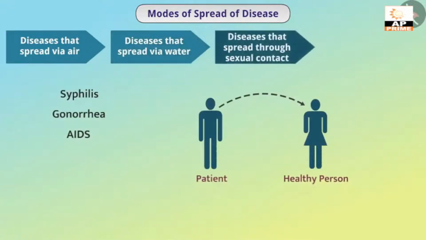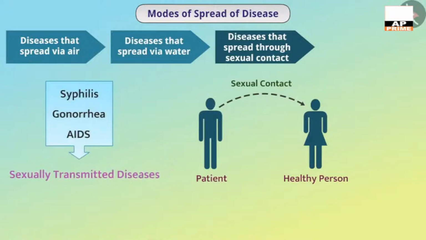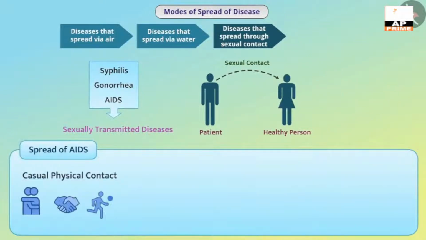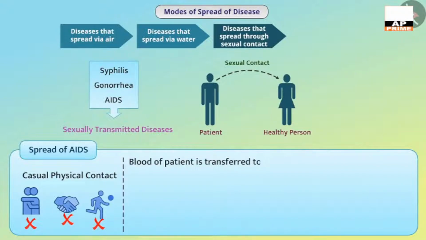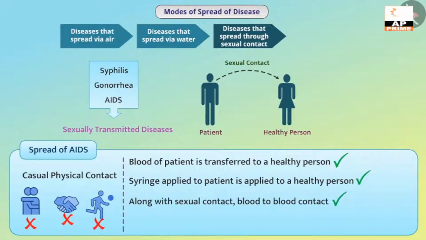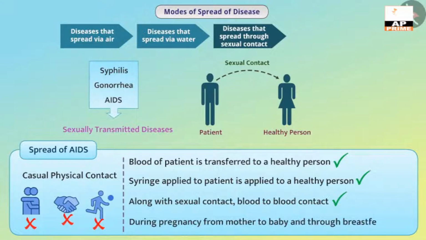Some diseases transfer from one partner to another through sexual contact. Such diseases are called sexually transmitted diseases. These diseases do not spread through casual physical contact. AIDS also spreads if the blood of an AIDS patient is transferred to a healthy person, or if a syringe applied to an AIDS patient is applied to a healthy person. Therefore, along with sexual contact, AIDS also spreads through blood-to-blood contact, as well as during pregnancy from mother to baby and through breastfeeding.